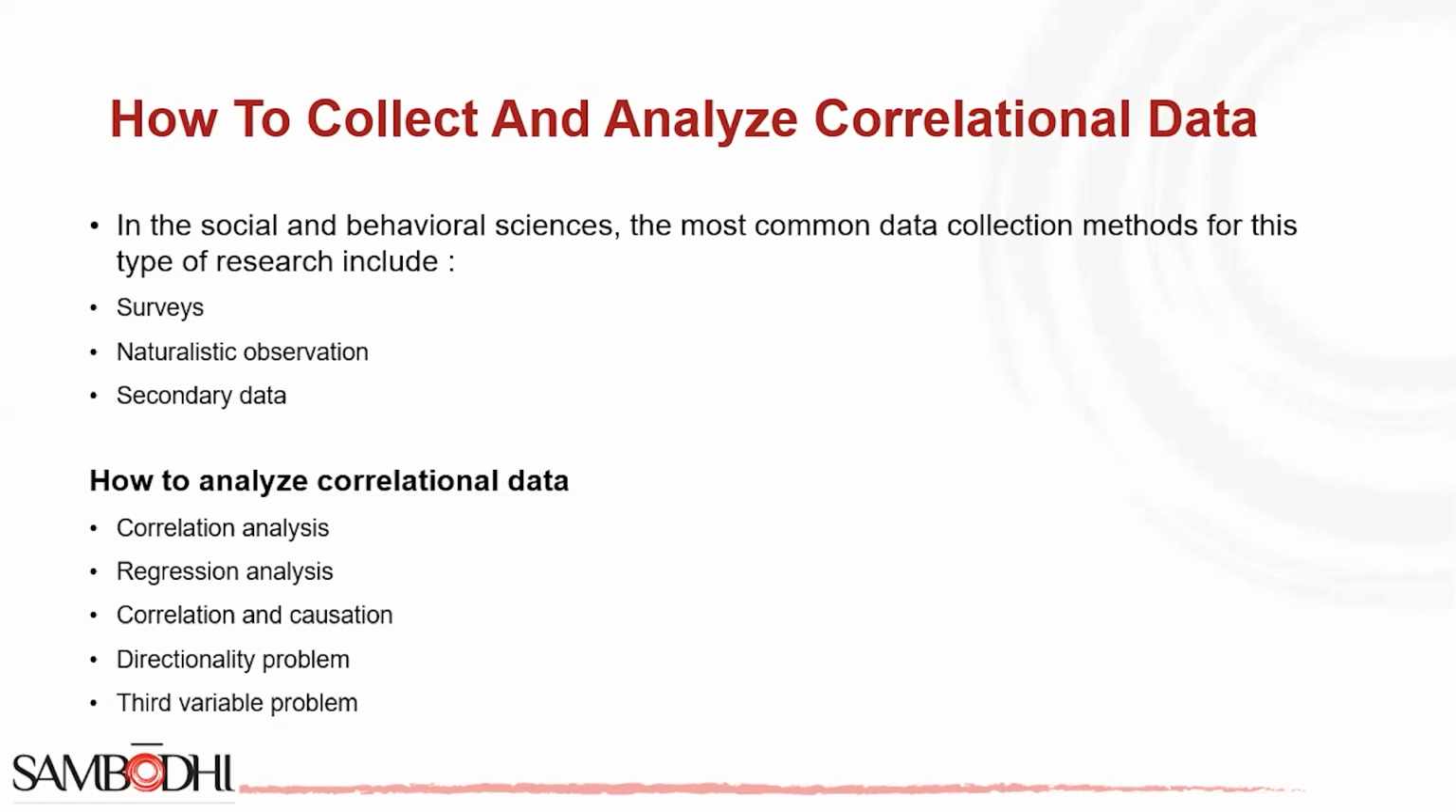Correlation and causation. It is important to remember that correlation does not imply causation. Just because you find a relationship between two things does not mean you can conclude one of them causes the other, for a few reasons. Directionality problem. If two variables are correlated, it could be because one of them is a cause and the other is an effect. But the correlation research design does not allow you to infer which is which.